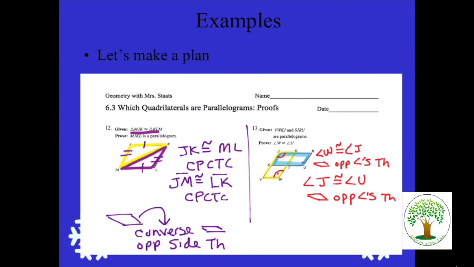How does all that help us? Angle W is congruent to angle U through transitive. Very good. Right here we have U and J, W and J, so these two are in common, and we can go straight to saying that angle W is congruent to angle U by transitive. Okay, that's your plan. We talked about this together. We got our plan.